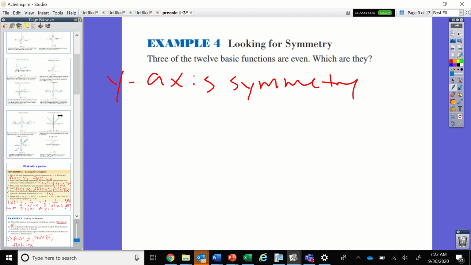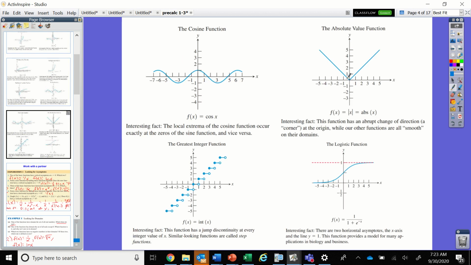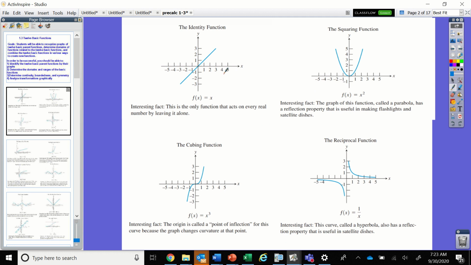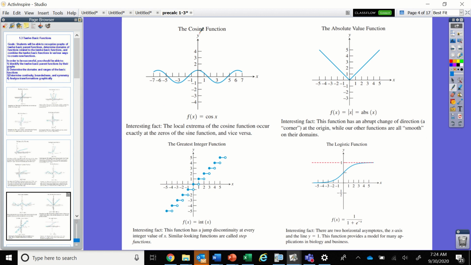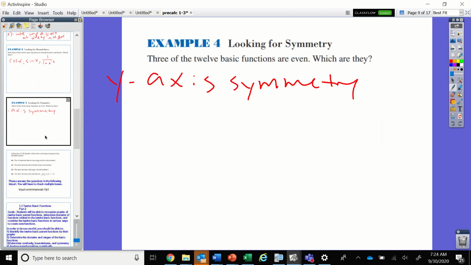Well, the first one that we're going to take a look at is our absolute value, right? You split it directly in half at x equals 0 at the y-axis, and it is the same thing on both the left and right-hand side for the absolute value. We are also going to see that in this case here at the squaring function, or our quadratic, of course. And then the last one that might not be quite as obvious is going to be our cosine function. If you take a look here at the cosine function, split it right at the y-axis, it's the same thing on the right side as it is on the left side of that graph there. So you have your absolute value function, you have your squaring function, and your cosine function.